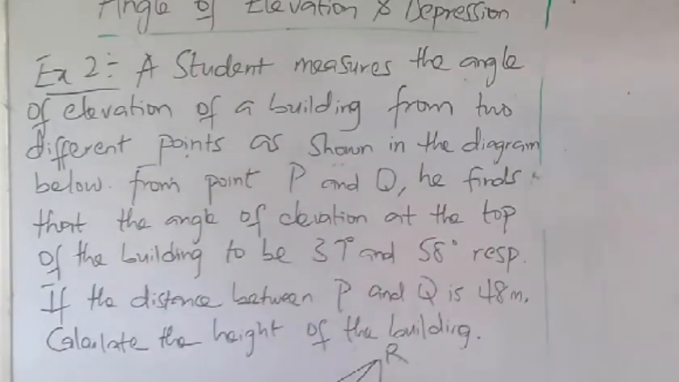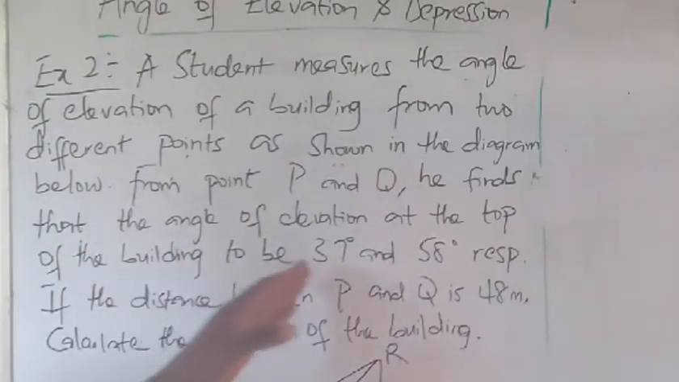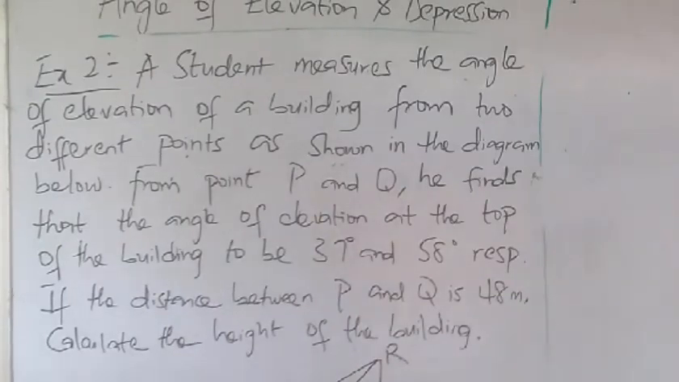Example 2. A student measures the angle of elevation of a building from two different points, as shown in the diagram below. From the points P and Q, he finds the angle of elevation of the top of the building to be 37 degrees and 58 degrees, respectively. If the distance between P and Q is 48 meters, calculate the height of the building.